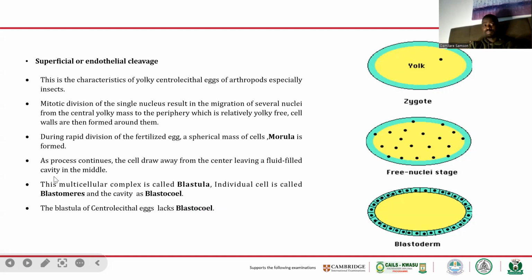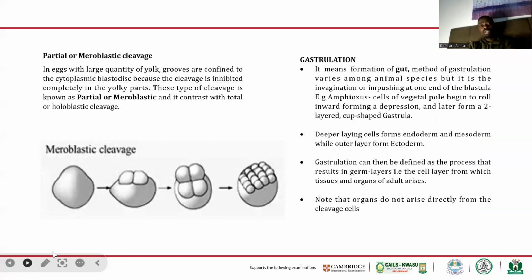And that is why I decided to make it bold, so that you will always be familiar with them. So we're going to the next one, which is the partial or meroblastic cleavage. Now, in eggs with a large quantity of yolk, in meroblastic cleavage, grooves are confined to the cytoplasmic blastodisc because the cleavage is inhibited completely in the yolky parts.